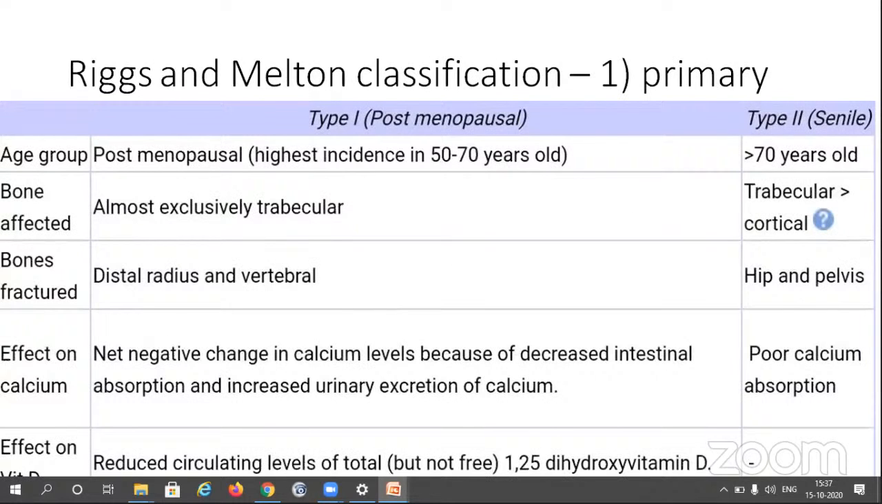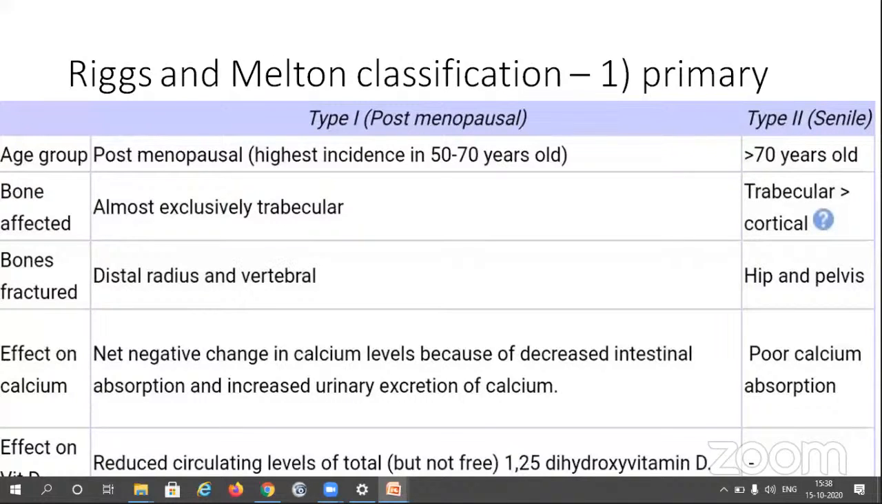Riggs and Melton's classification. It is primary, with type 1 and type 2. Type 1 is mainly for the postmenopausal and type 2 is for senile. Age group in postmenopausal has the highest incidence at 50 to 70 years old. The bone affected is almost exclusively trabecular. The bones which fracture most commonly are the distal radius and vertebra. There is a net negative change in calcium level because of decreased intestinal absorption and increased urinary excretion of calcium.